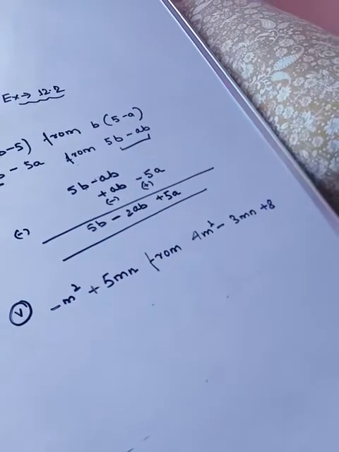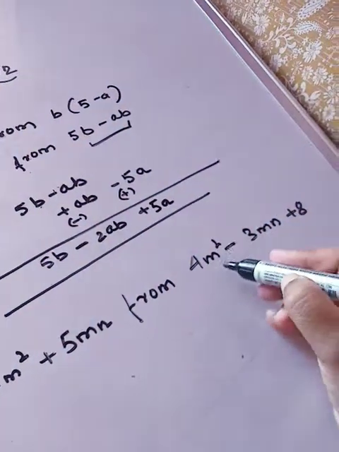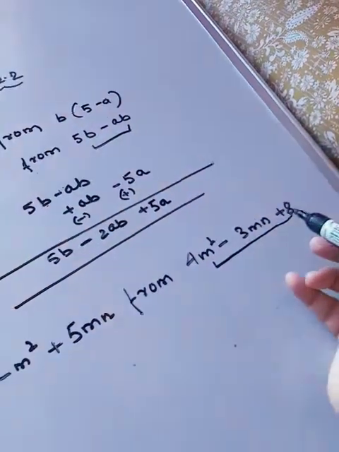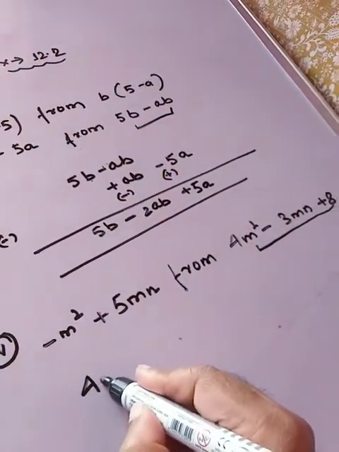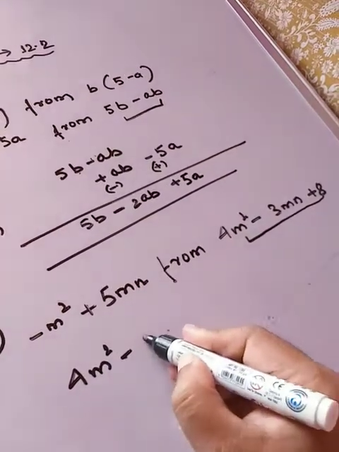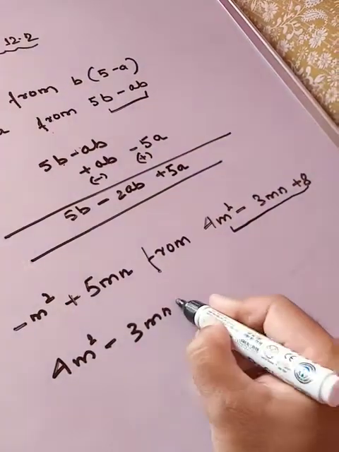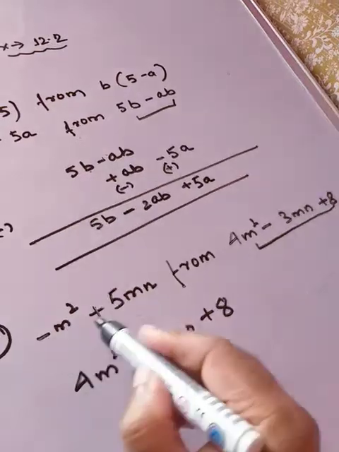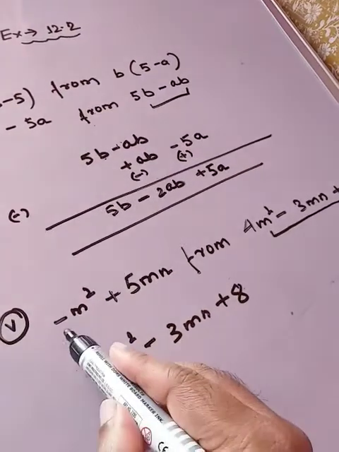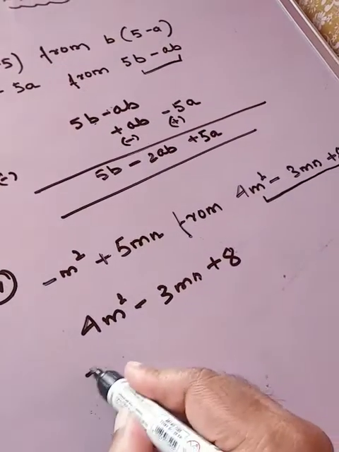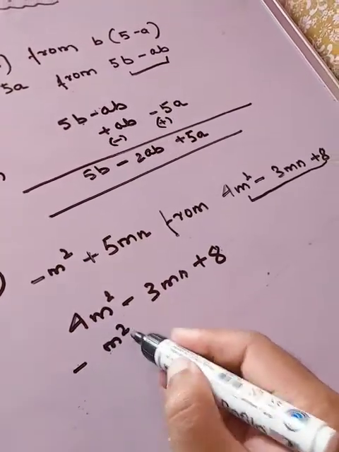This is sum number 5, students. So the first thing that we will have to do is write this particular expression. So we'll write 4m square minus 3mn plus 8. Now we have to carefully observe m square with m square. So this is minus m square, we'll put just below the m square variable.